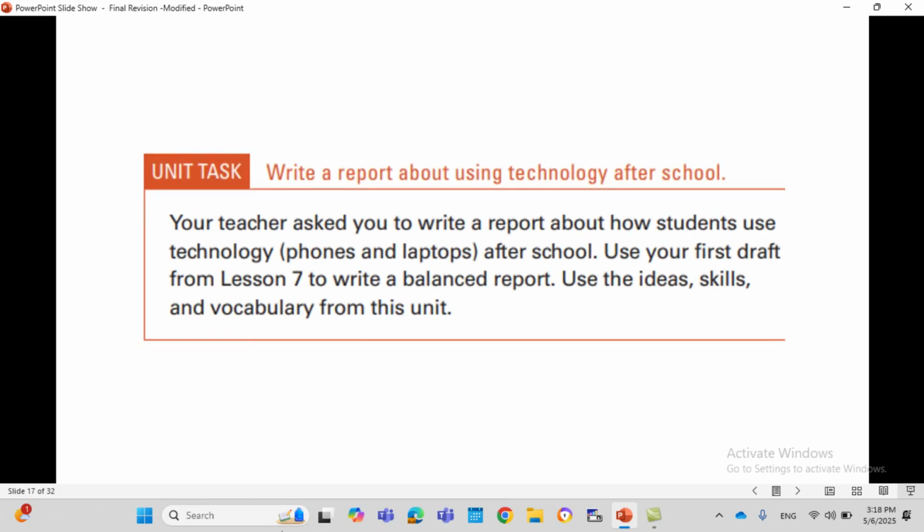Here we have a topic, okay, unit task. Write a report about using technology after school. Your teacher asked you to write a report about how students use technology, and he mentioned phones and laptops after school. Use your first draft from lesson 7 to write a balanced report. Use the ideas, skills, and vocabulary from this unit.